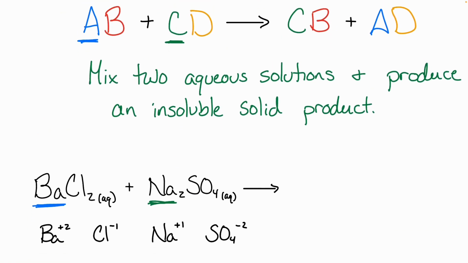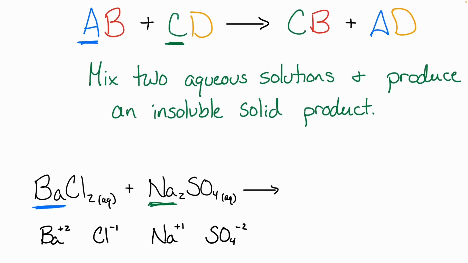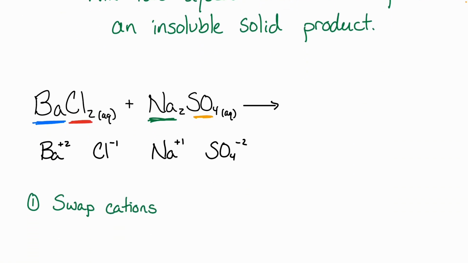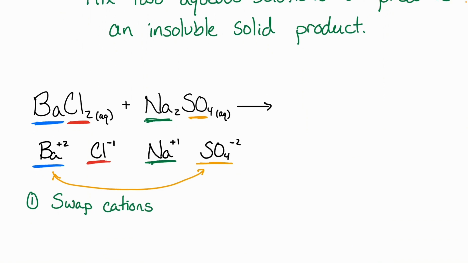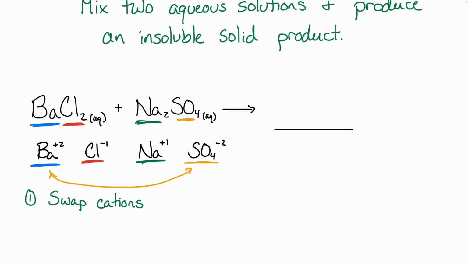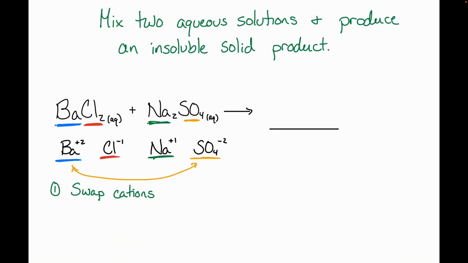Okay, and let me just keep my coloring consistent up here, red and orange. Okay, so now we're going to pair the barium with the sulfate. All right, these two got to get paired together. And we got to pair our sodium with our chloride. So everybody take a second and give me the formula of these two products here.